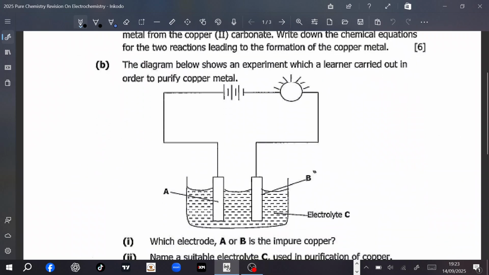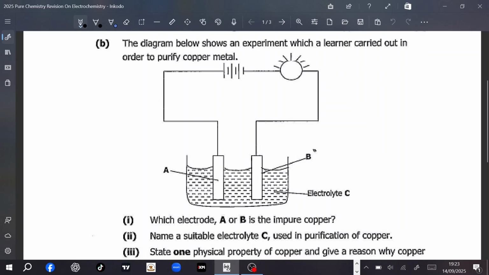Then we come to B. B says the diagram below shows an experiment which a learner carried out in order to purify copper metal. So we have a battery here actually. This side of the battery with a short bar is actually negative, and this side with a long bar is actually positive. Okay, then this side which is connected to the negative, it is the cathode.